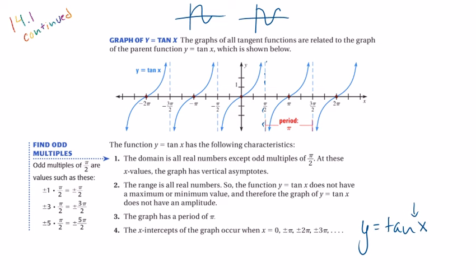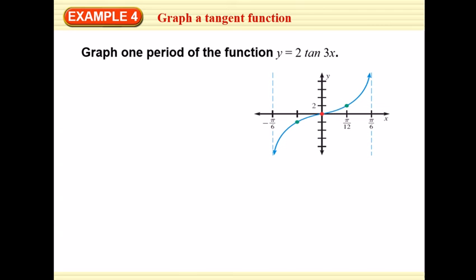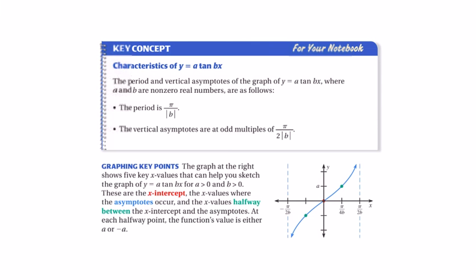As soon as we add in some values here, that's going to change my graph a little bit. All right, so let's go ahead and look at an example. As you can see in this example, we've added in 2 and we've added in 3 in the a and b places. So we need to make sure we know what that a and that b is doing. If we go back here and look at our characteristics, I still have that a and b, and the b is still going to help me determine my period.